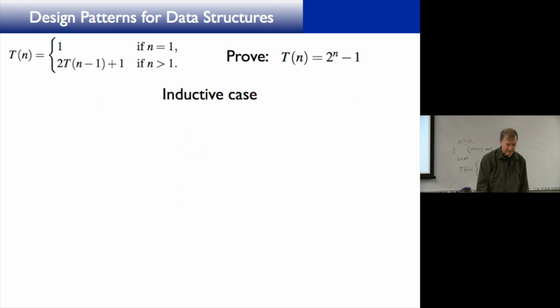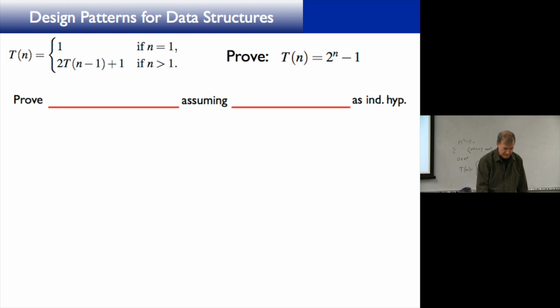Are we good? But now how do we do the induction? How do you set up the inductive case? Prove that T of n plus 1 is equal to 2 to the n plus 1. Assuming what as the inductive hypothesis? Because we're trying to prove, what are we trying to prove? T of n equals 2 to the n minus 1.